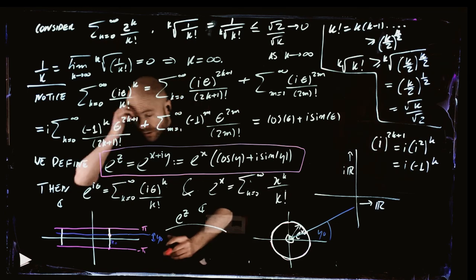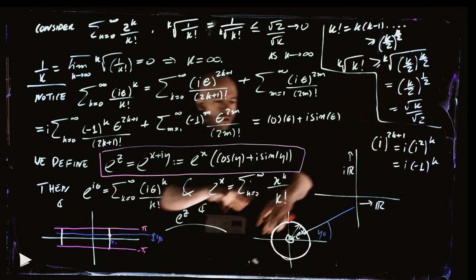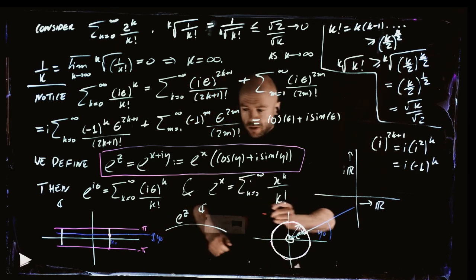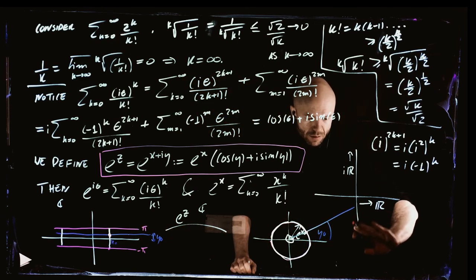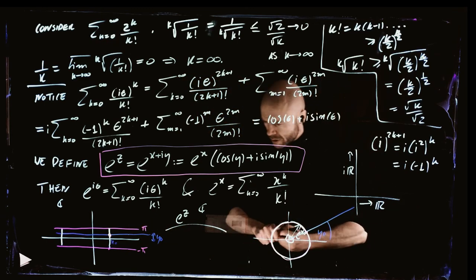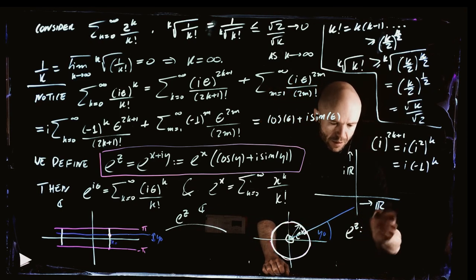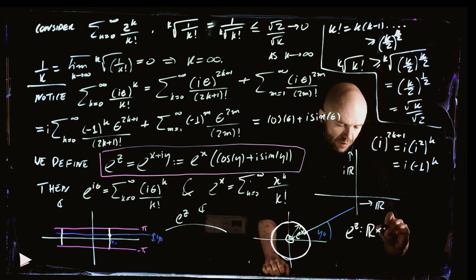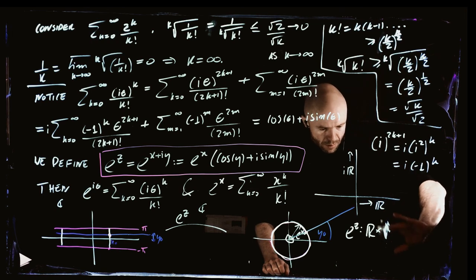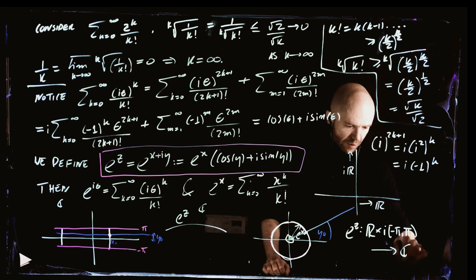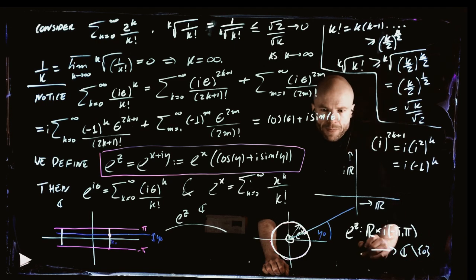And what this little calculation also shows is that we are mapping this entire strip onto the complex numbers except 0. Well, let's put that here. E of z sends this strip, which I'm going to denote like this, the real numbers cross i times minus pi to pi, to the entire complex numbers take away 0.